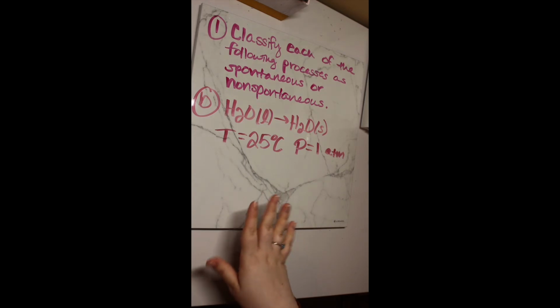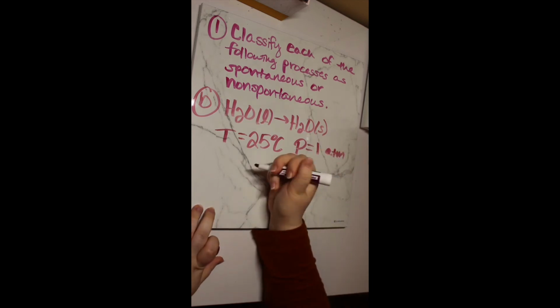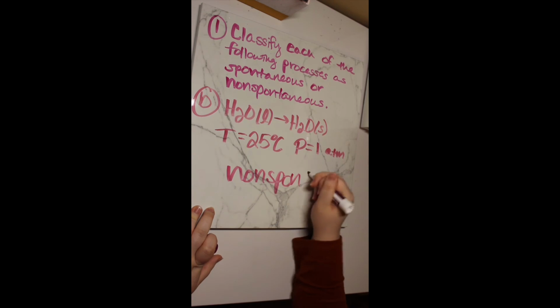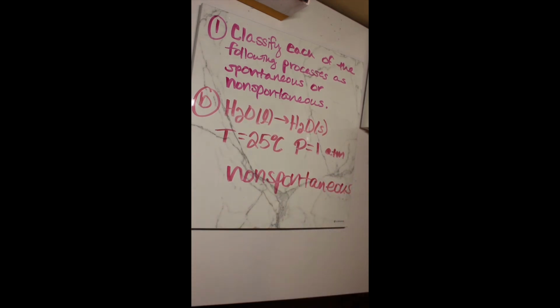So we have water being in liquid form, and at room temperature it is in liquid form. Again, think of setting a cup of water out in your house. It's not going to suddenly turn into an ice cube when you set it on the counter. So this would definitely be a non-spontaneous process. And that's our answer for this one.